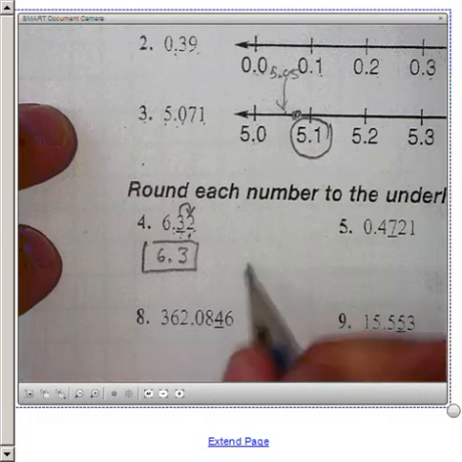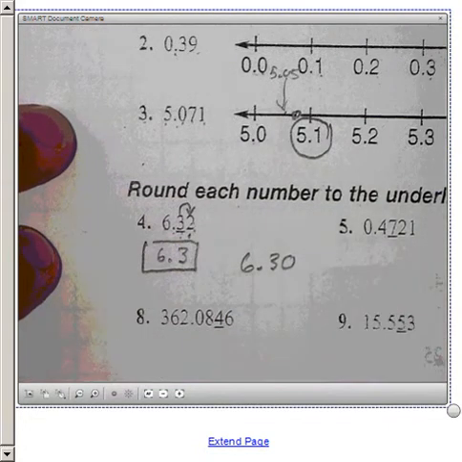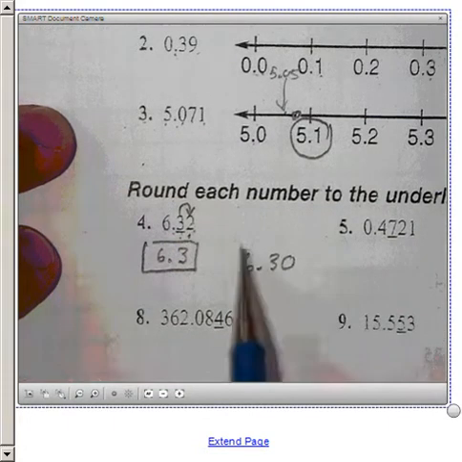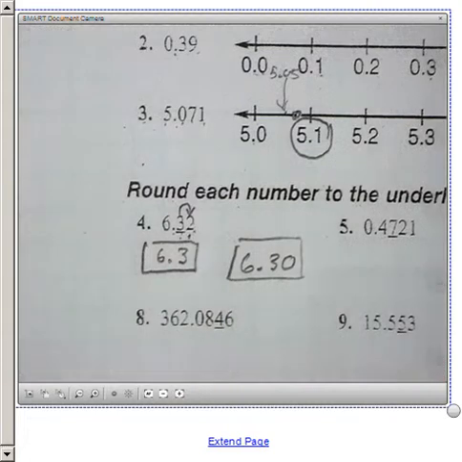Now, what if you wrote 6.30? Is that still okay? Yeah, that's still okay. Sure, you can write that.